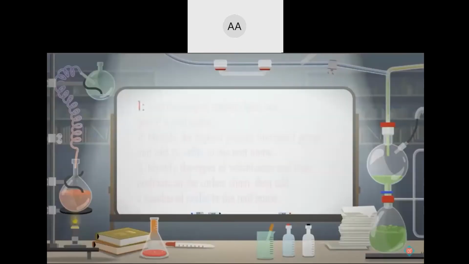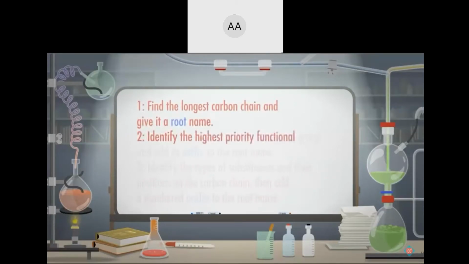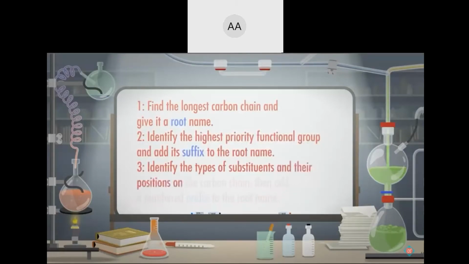There are 3 basic steps to IUPAC systematic naming. We'll add more as we discover more about organic molecules throughout the series, but for now, these will get us started. Number 1, find the longest carbon chain and give it a root name. Number 2, identify the highest priority functional group and add its suffix to the root name. And number 3, identify the types of substituents and their positions on the carbon chain. Then add a numbered prefix to the root name.